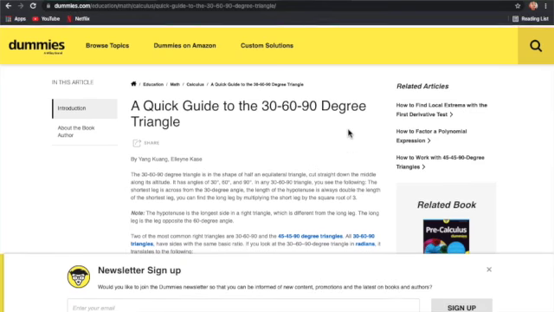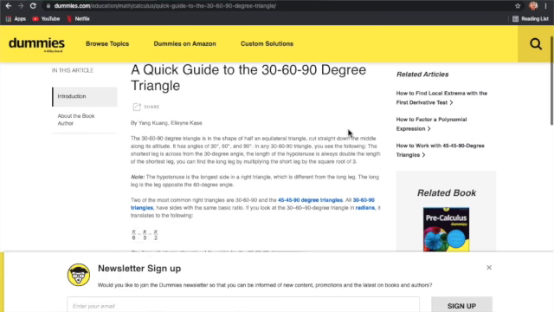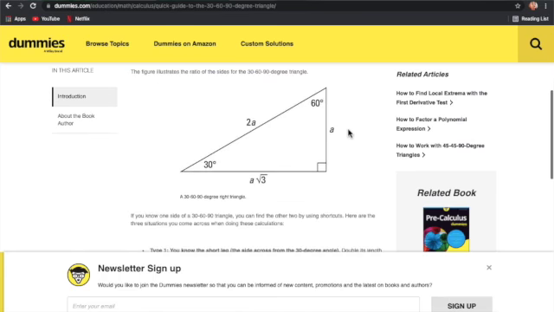And in that case, okay, in that case, meron tayong tinatawag na 30, 60, 90 degree triangle.